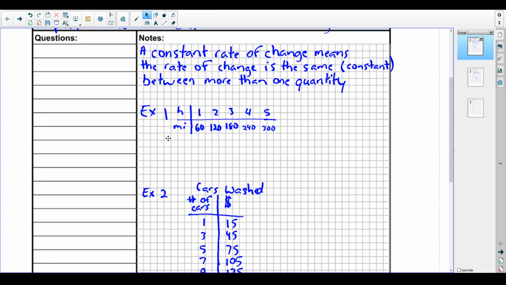So we want to make ourselves a table. Call it hours and miles for the first one. We go 1, 2, 3, 4, 5 for our hours, and 60, 120, 180, 240, and 300 for our miles. And if you have a different color you can write with, it'll probably be beneficial, so you can tell the difference between what you started with and what you finished with.